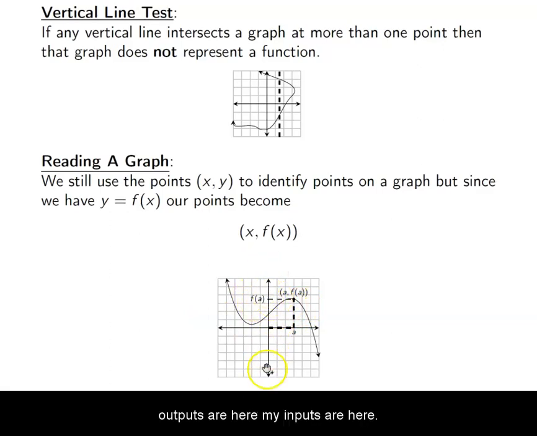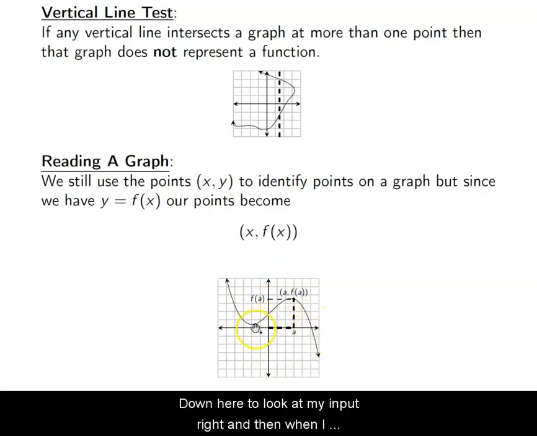So my outputs are here, my inputs are here, right? So I go up and down along here to look at my inputs, right? And then when I hit my function, I trace back to the left and right, depending on what side I'm on, to see what my outputs are.